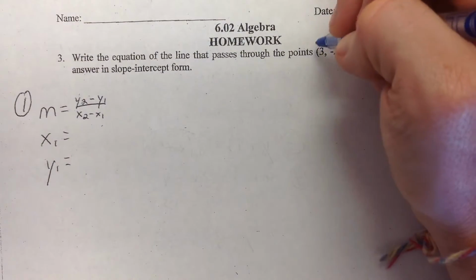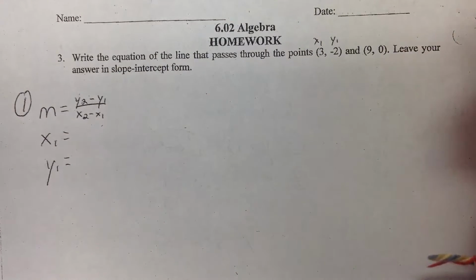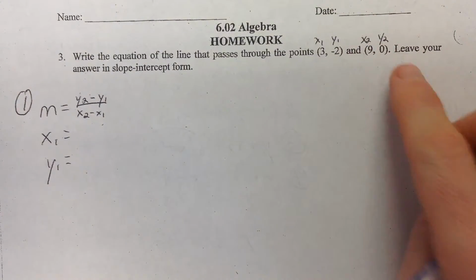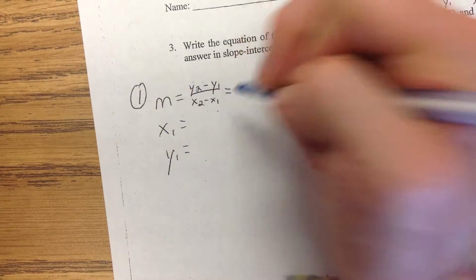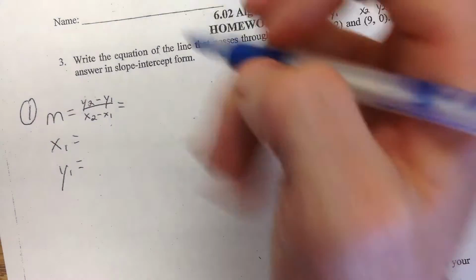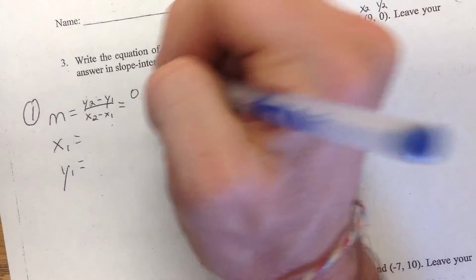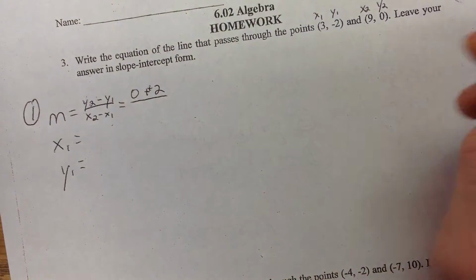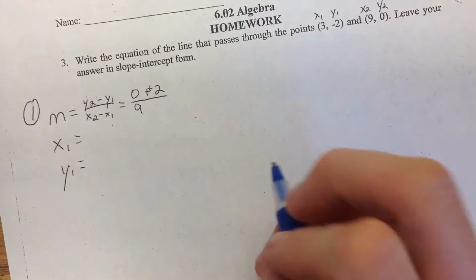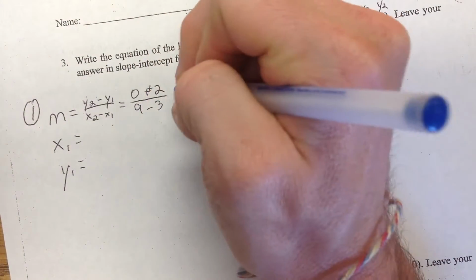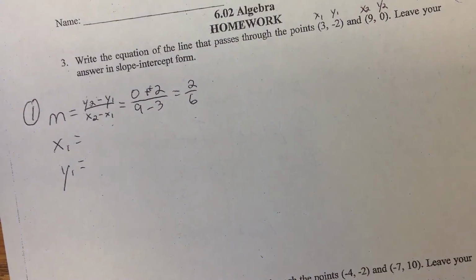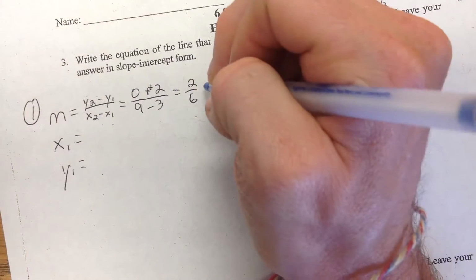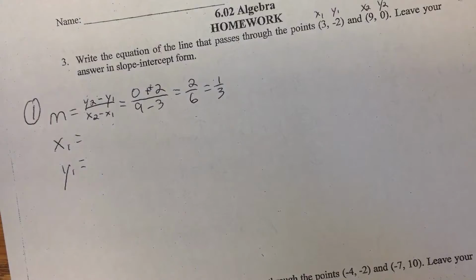So if we label our points here, here's our x1, here's our y1, here's our x2, here's our y2. So I have my points labeled. And then I can just go over here and say, all right, y2 is 0, y1 is negative 2, but when I minus a negative, it becomes plus. And then x2 is 9, x1 is 3. So I'm going to get 2 over 6. But if I math frac that, or if I try to reduce that on my calculator, that's actually going to end up being 1/3.